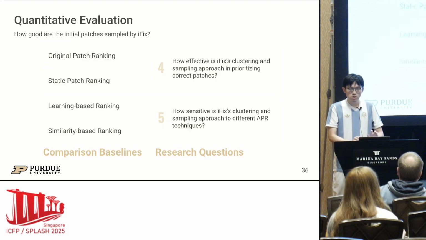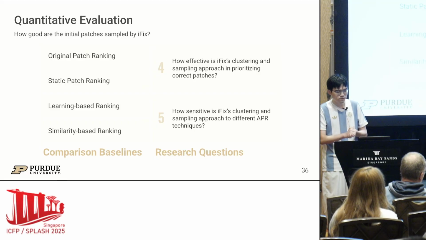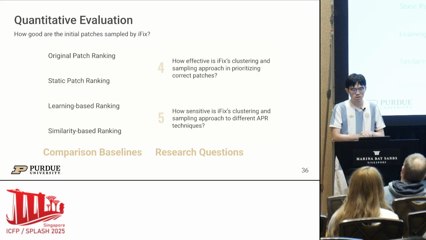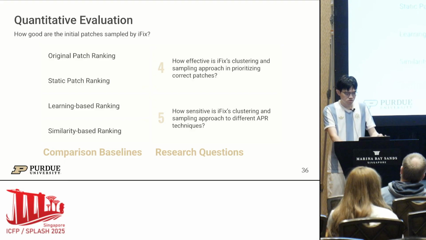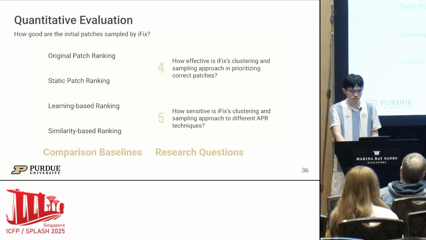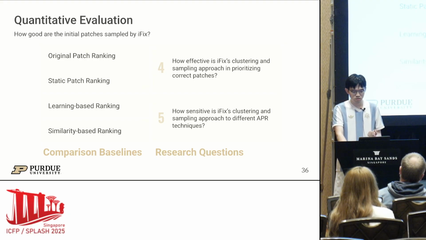In addition to the qualitative user study, we conducted a quantitative evaluation to see how good the sampled patches are. We compared with 4 ranking baselines: original, static, learning-based, and similarity-based ranking. We also asked 2 more research questions. Fourth, how effective is our clustering and sampling algorithm in prioritizing correct patches? And fifth, how sensitive is it to different APR techniques?